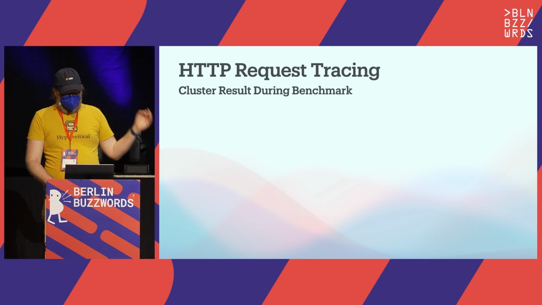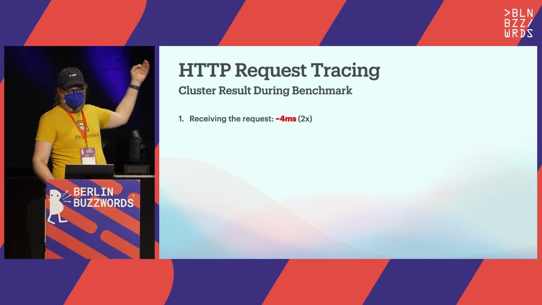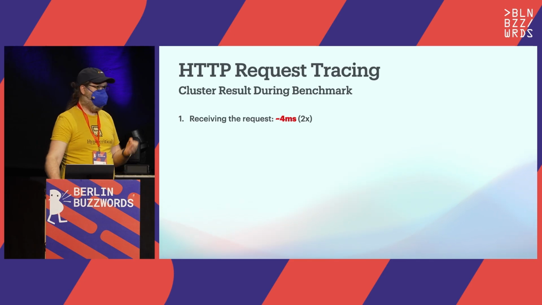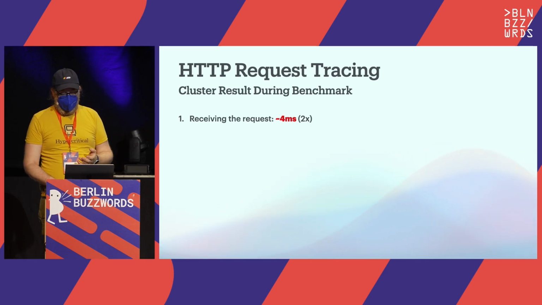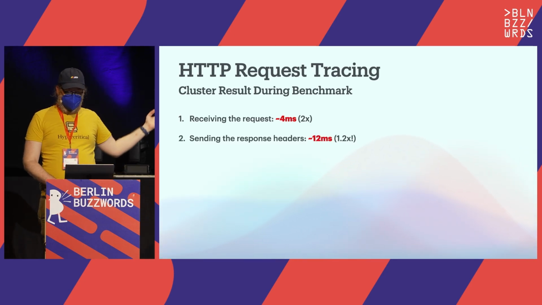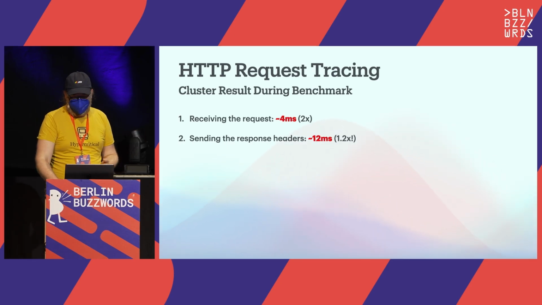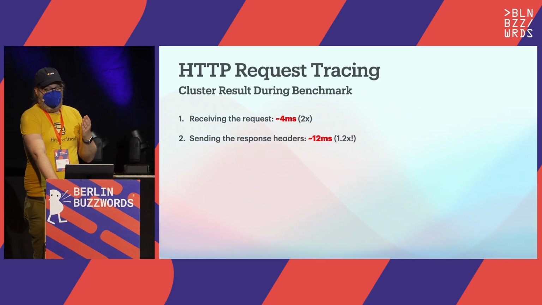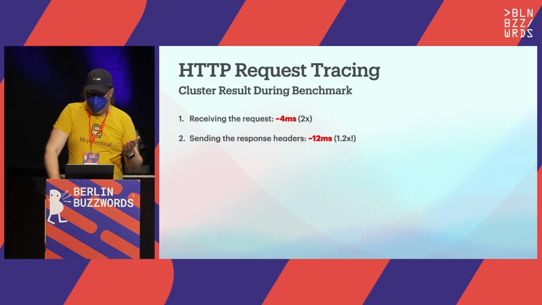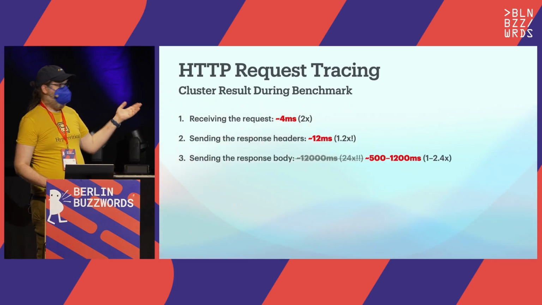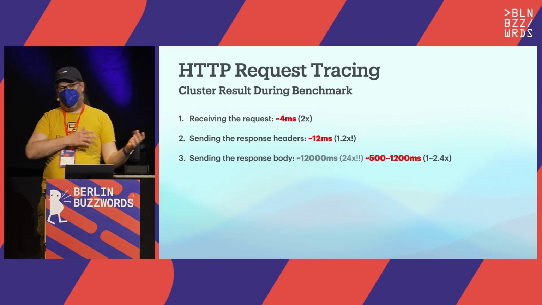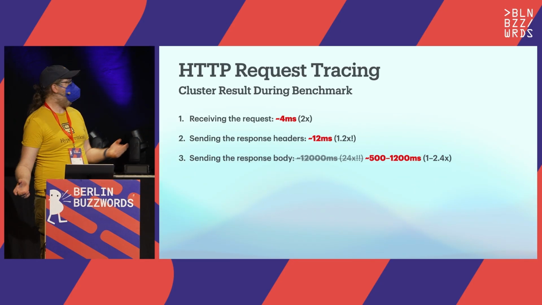So with these changes, we still had the system under benchmark. 4 milliseconds for accepting the request was totally fine. We were still at the 12 millisecond response time for the aggregate requests, and then sending the response body back dropped from 1200 milliseconds, or 1.2 seconds, to about half a second to a second. So there's a 2.4x increase, which again, given we're serving 3,000 and more requests per second, is totally fine.